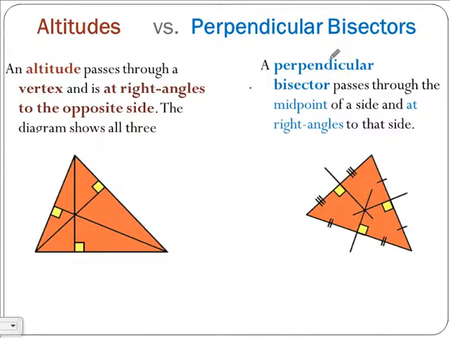Alrighty, so we talked about perpendicular bisectors. So now we're going to talk about perpendicular bisectors within triangles, which is really what we just did on that last slide. So look at the right side, because this is something we've already talked about.